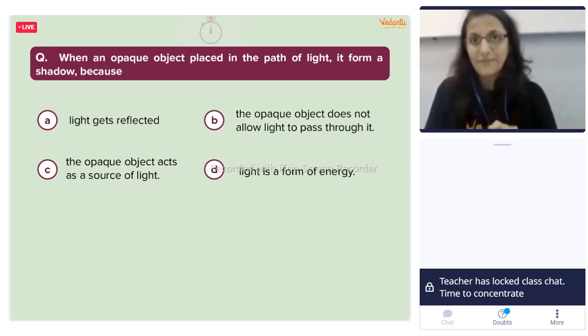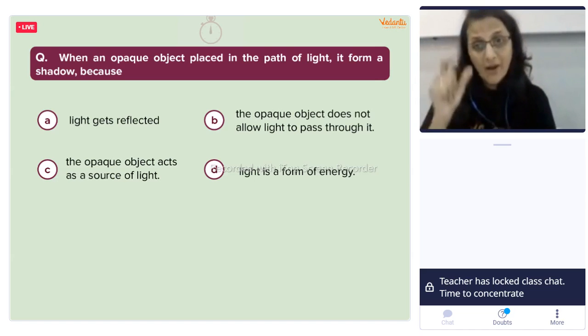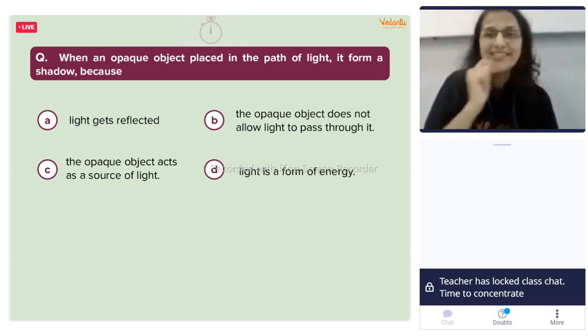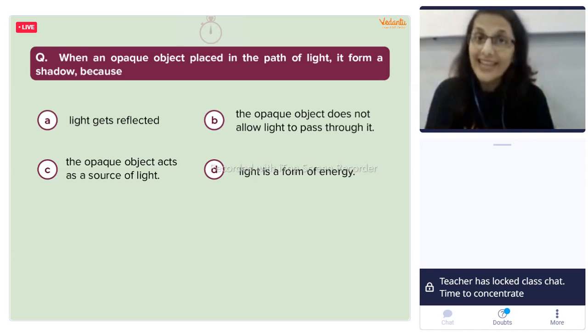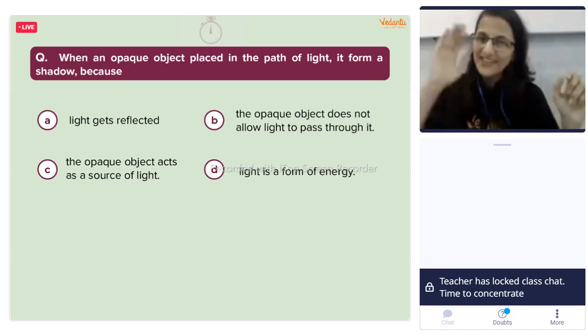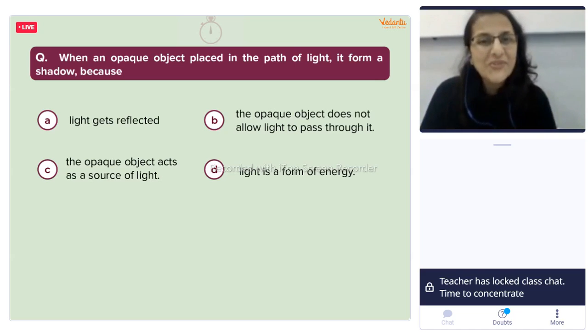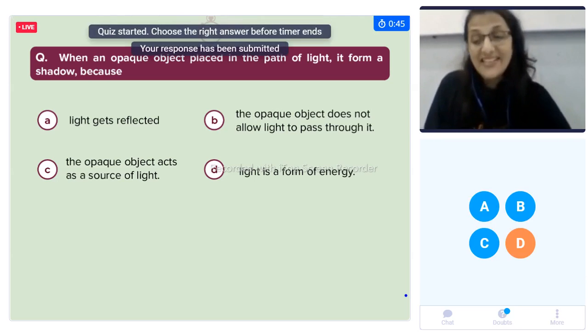When an opaque object is placed in the path of light, it forms a shadow. Yes or no? Why? Because A, light gets reflected. B, the opaque object does not allow light to pass through it. C, the opaque object acts as a source of light. D, light is a form of energy. Read the question, look at all the options, and then you have to give me the correct answer. So students, 5, 4, 3, 2, 1, and let me start with my quiz.